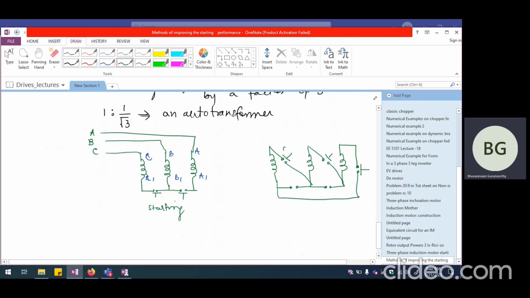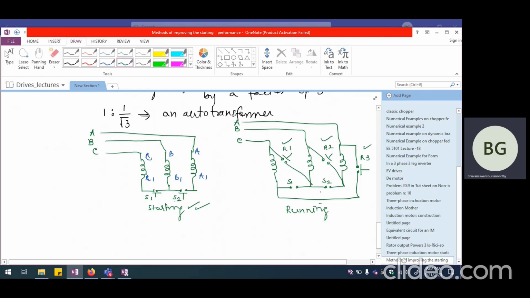So let us say this is R1, this is R2, and this is R3. These three switches will be closed, whereas S1 and S2 will be opened up during running condition. And we are going to have the power supply again from here. This is C, this is B, and this is A. So we are going to connect this to A, B, and C phases respectively. So during starting, S1 and S2 will be closed, and during running, S1, S2 will be opened, and R1, R2, and R3 will be closed.